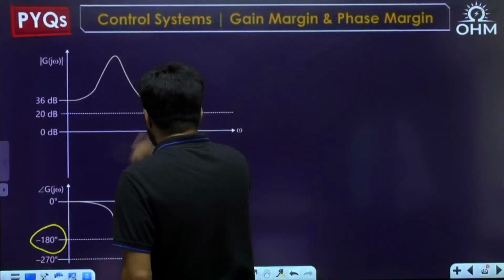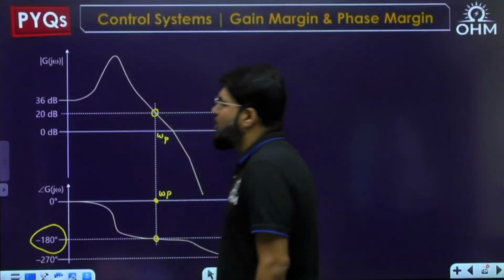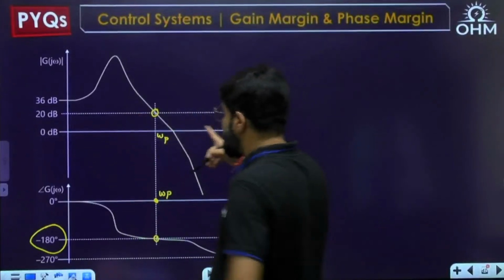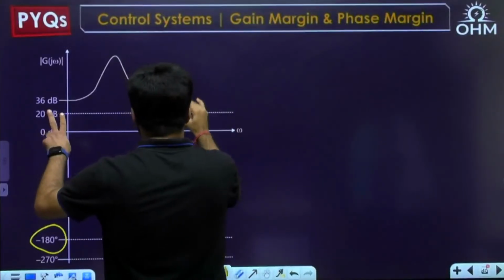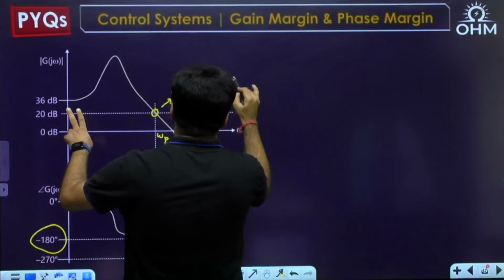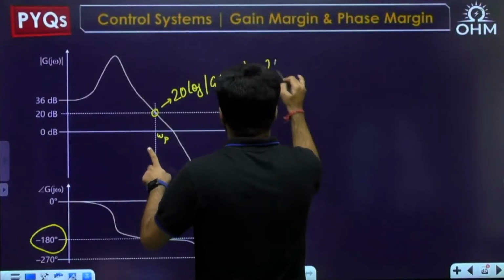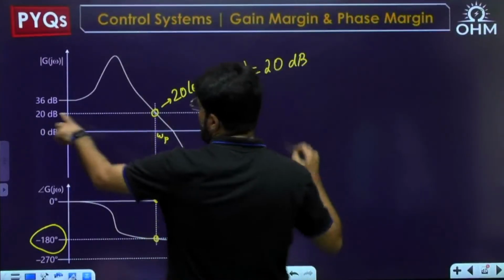Okay, it is given in decibel. So let's come to this point. Now this is mod G(jω) in decibel. In decibel, that means 20 log mod G(jω). Okay, at which frequency? At ωp it is 20. It is given to you as 20 dB because it is decibel.